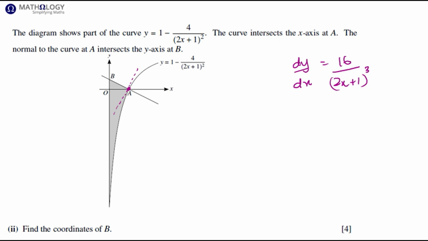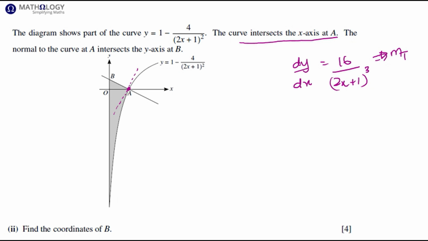Now we need to know what the value of this gradient is. This represents the gradient of a tangent to the curve. We need to know the value of that gradient, and we need to know the x, the point of contact A, to determine the value of that gradient. Now the curve intersects the x-axis at A, right? So the curve cuts the x-axis at A. That means that A's y value is going to be 0.